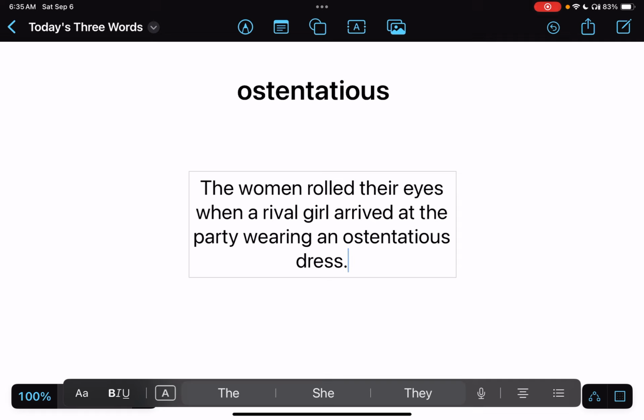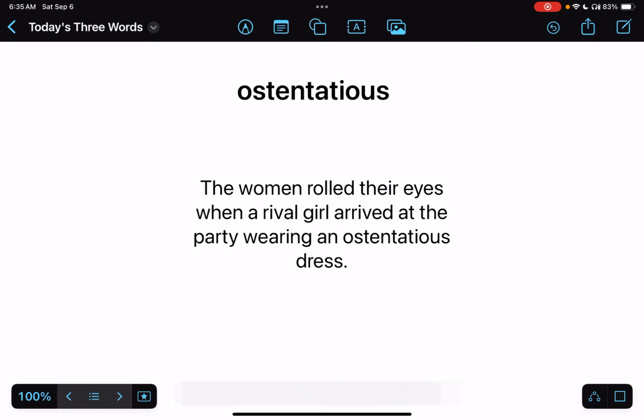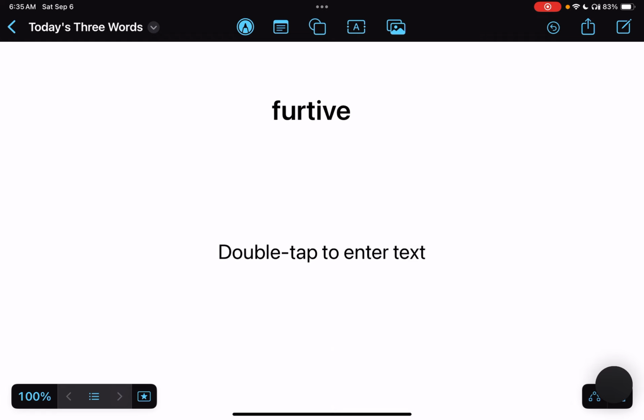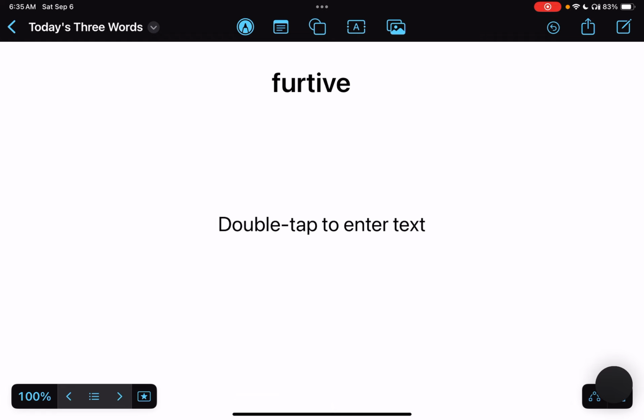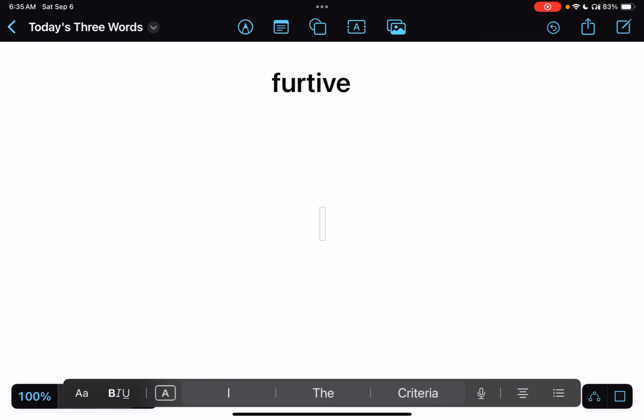And by the way, here's the word ostentatious, and again, it's an adjective. In ostentatious, we're describing the type of dress this woman was wearing. All right, let's move on to our last word, and it is furtive. And furtive is an adjective, a word that describes, and it means done in a secretive way.